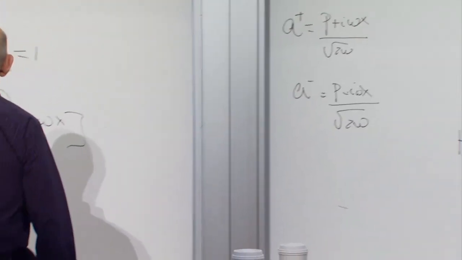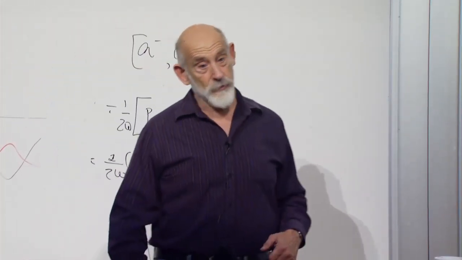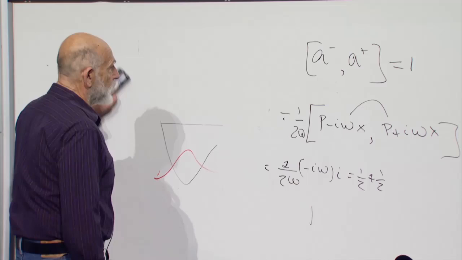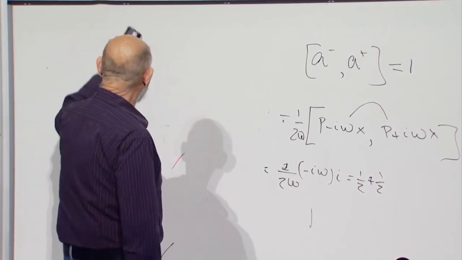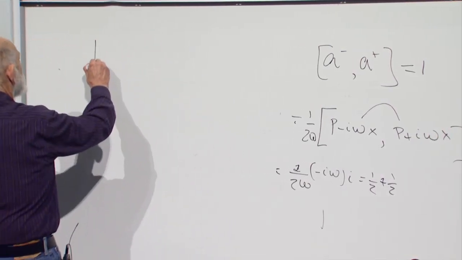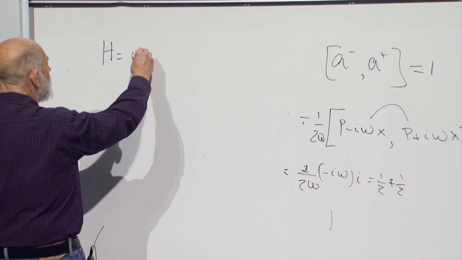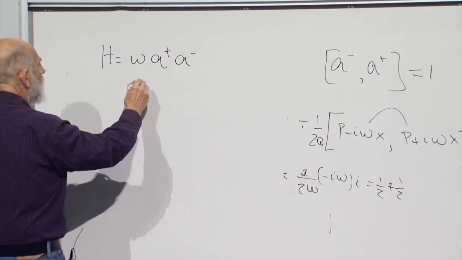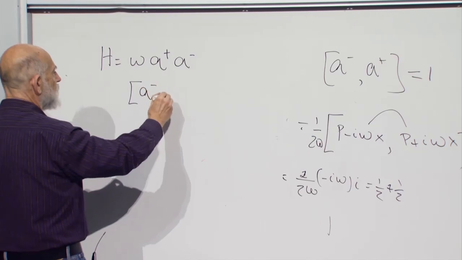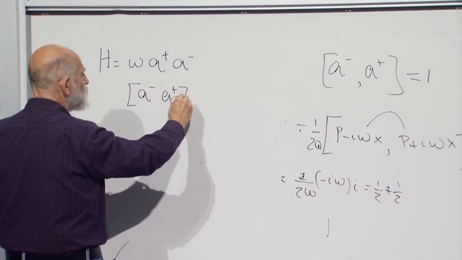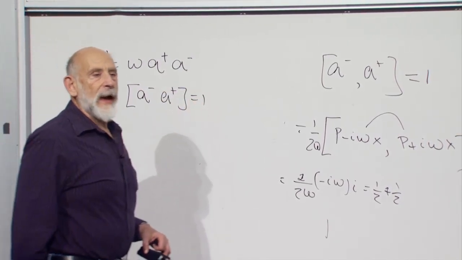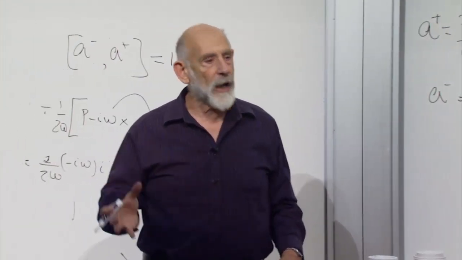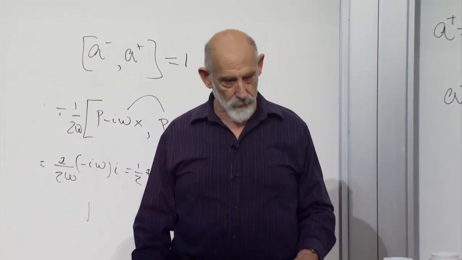We now know 2 things. Turns out this is enough. This is really all you have to know. You can throw away everything else. The Hamiltonian is omega times A plus A minus, and the commutator of A minus with A plus is 1. There's one more fact here, and it's the fact that A plus and A minus are Hermitian conjugates of each other. That plays a role.